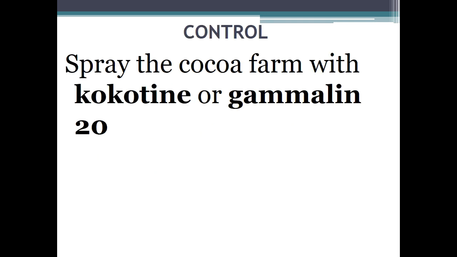Control. How do we control the cocoa merit? Spray the cocoa farm with coquetine or gamalin 20. So once the cocoa farm is sprayed with coquetine or gamalin 20, it kills the cocoa merit in the farm and reduces its effect.